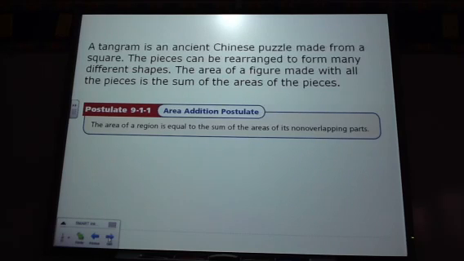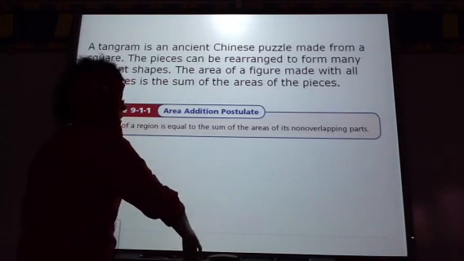Okay, a tangram is an ancient Chinese puzzle made from a square. The pieces can be rearranged to form many different shapes. The area of a figure made with all the pieces is the sum of the area of the pieces, kind of like a tessellation. So our first postulate, the area of a region is equal to the sum of the areas of its non-overlapping parts.